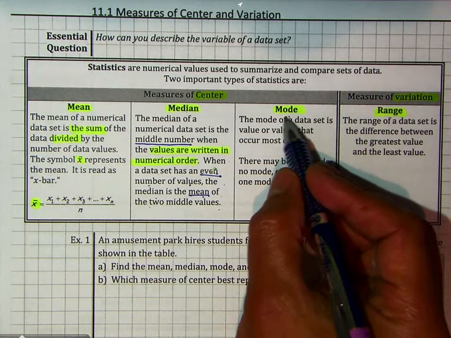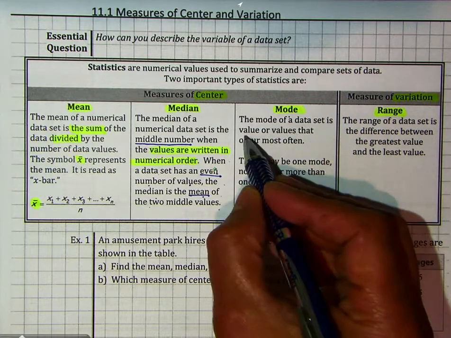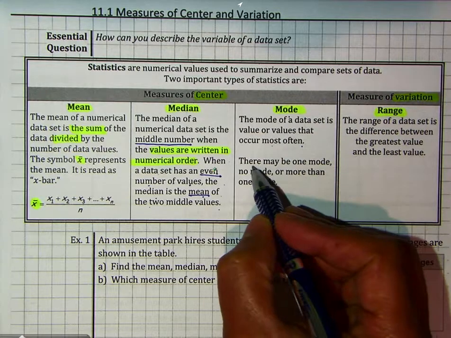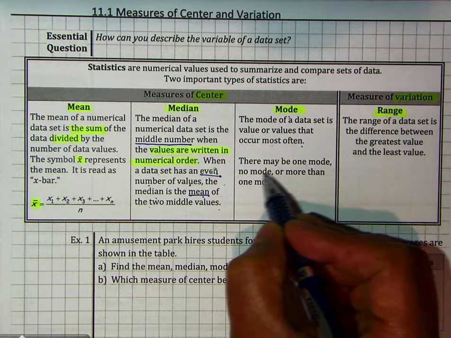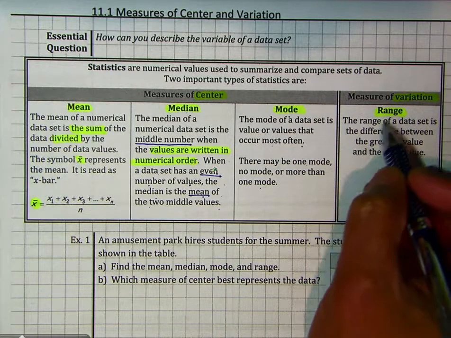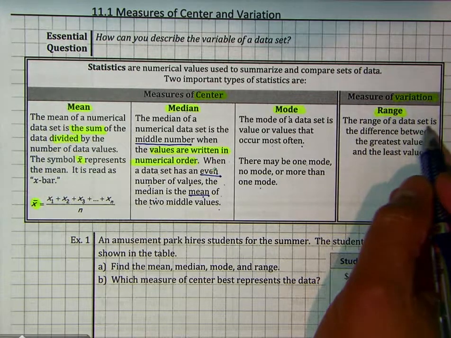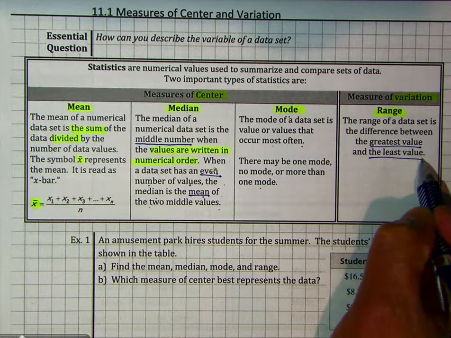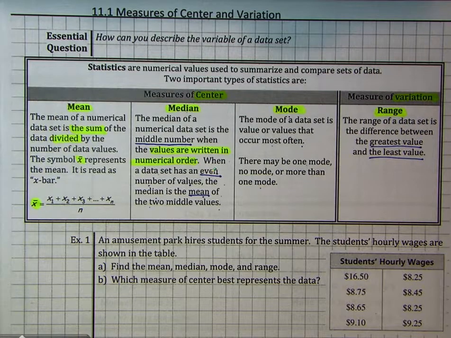The mode of a data set is the value or values that occur most often. There may be one mode, no mode, or more than one mode. And finally, the range. The range of a data set is the difference between the greatest value and the least value. So let's go to example number 1.